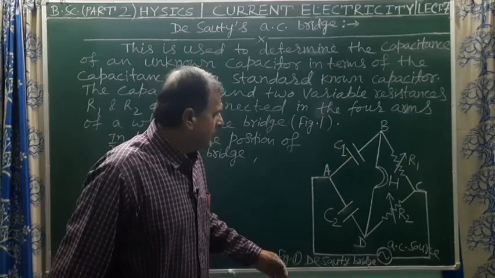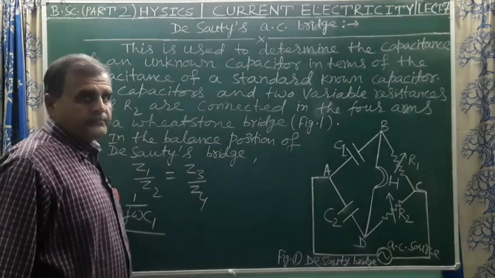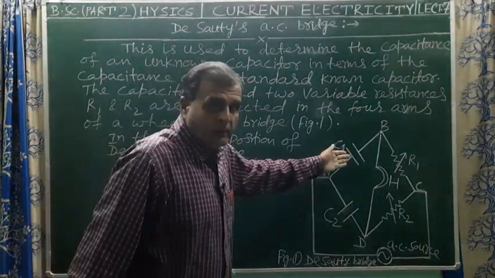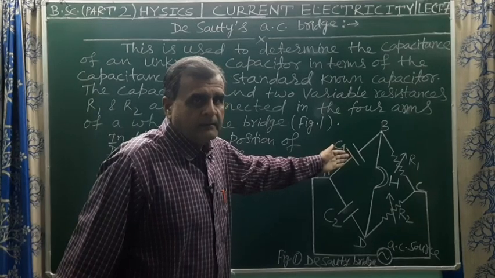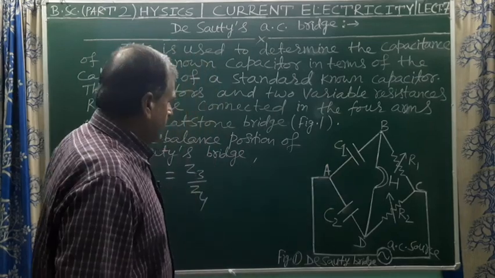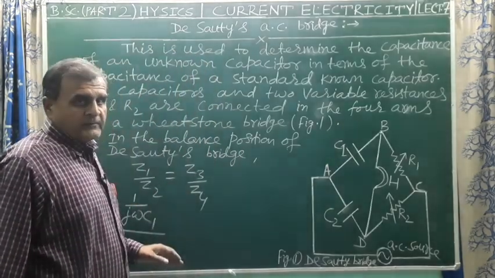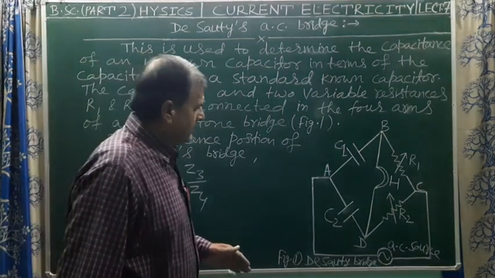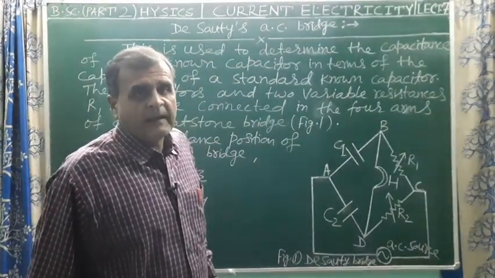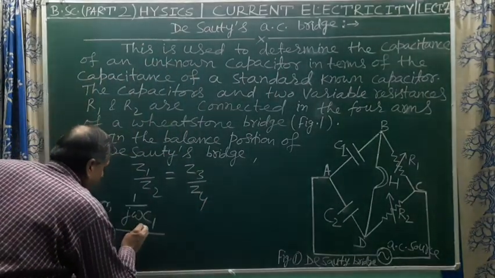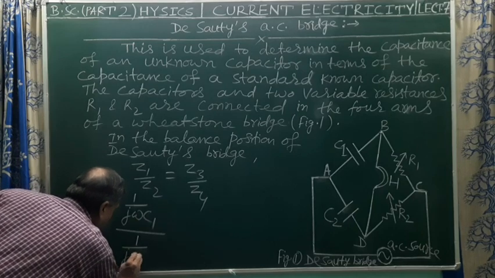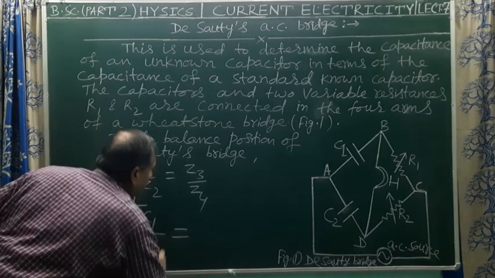हम लोगों को अननोन कैपेसिटर C2 का वैल्यू फाइंड करना है स्टैंडर्ड नोन कैपेसिटर C1 के टर्म में. So Z2 is the impedance of capacitor C2, which is 1 by J omega C2, that is, capacitive reactance. So in place of Z2, we can write 1 upon J omega C2, equals Z3.